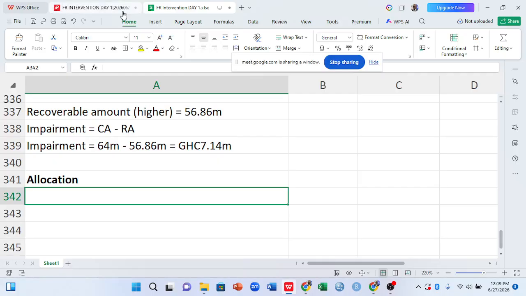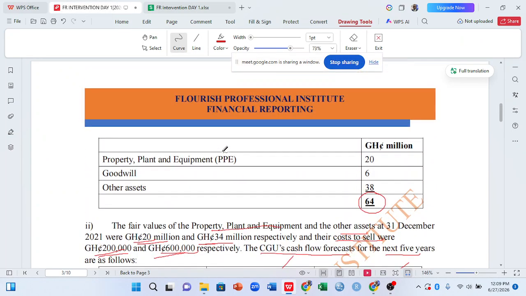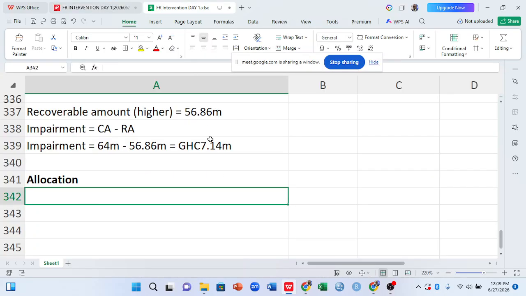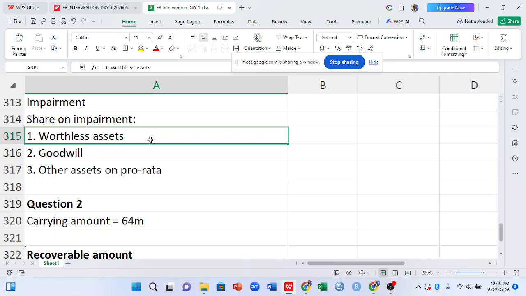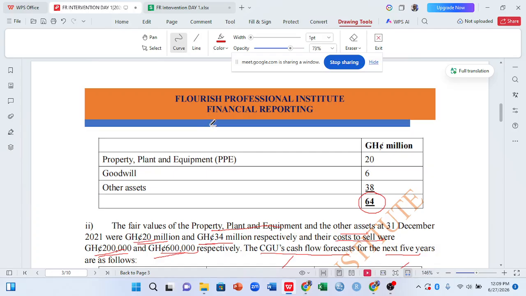So in doing the allocation, we first have to bring the assets we have. These are the assets we have: PPE, goodwill, other assets. Now, how do we do the allocation? We have already done the steps to do the allocation. The first thing is worthless assets. So we'll bring our worthless assets. We check in the question. Do we have worthless assets in this question? No, we don't have worthless assets.